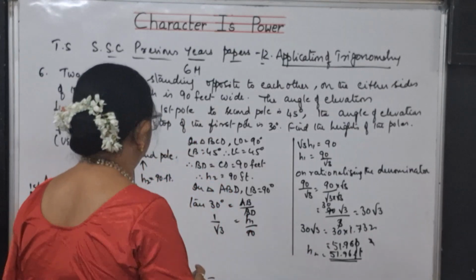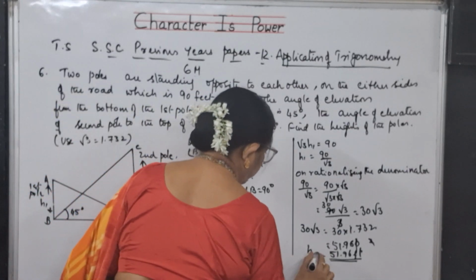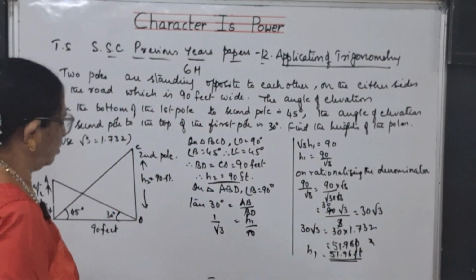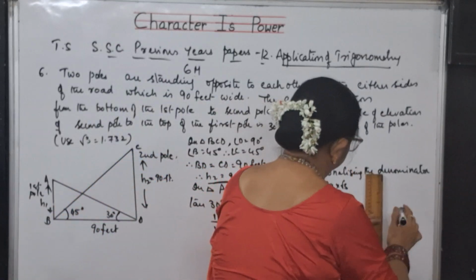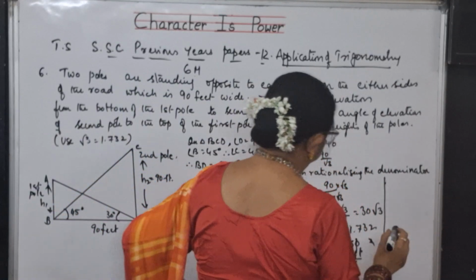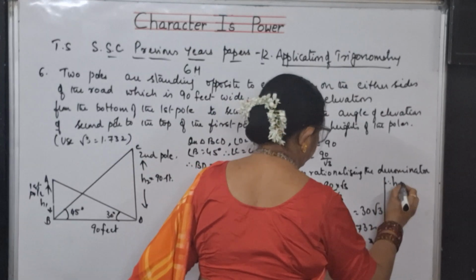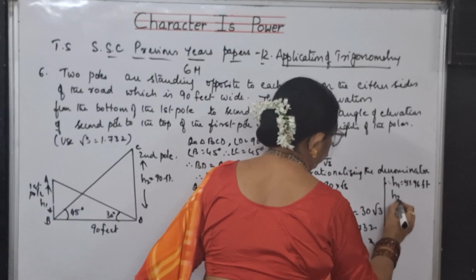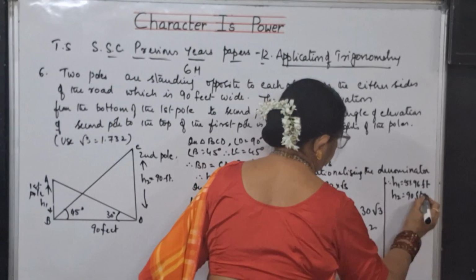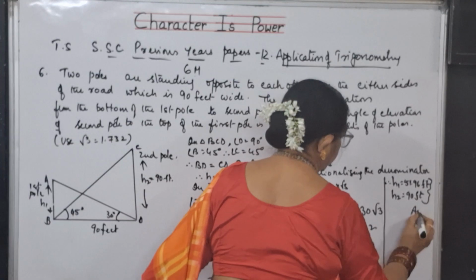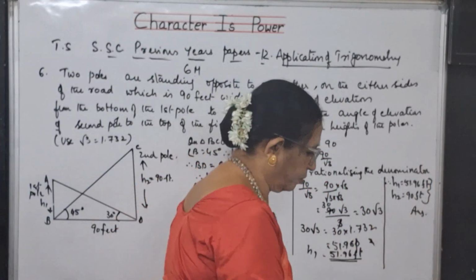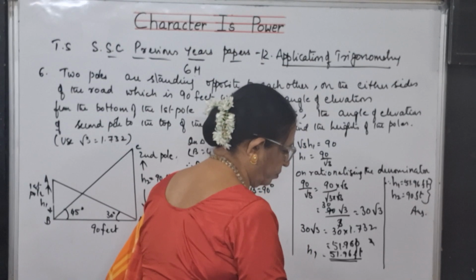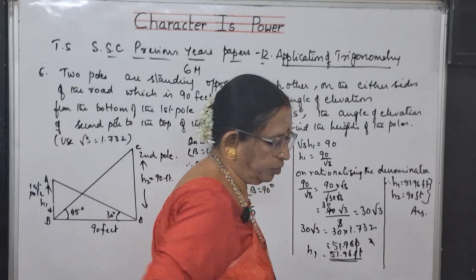And H2 is how much? 90 feet. So on the whole, what is the answer you are getting? Therefore, H1 is 51.96 feet and H2 is 90 feet. These two are the answers. So please copy this, children. This is the sixth problem. Now we will go to the seventh one. Please copy.